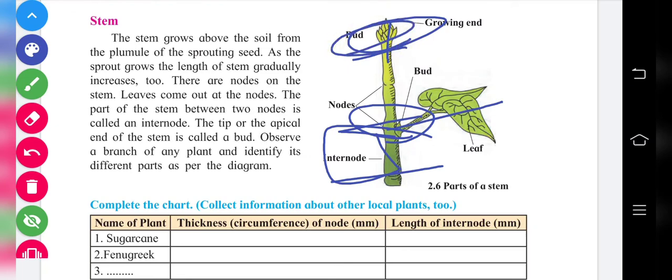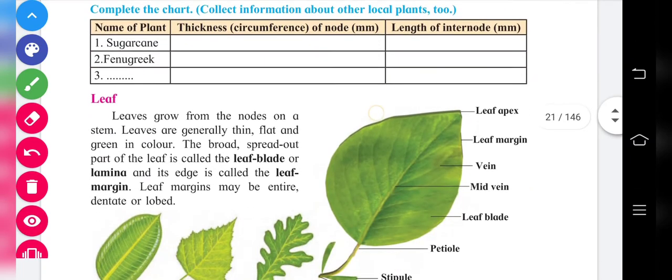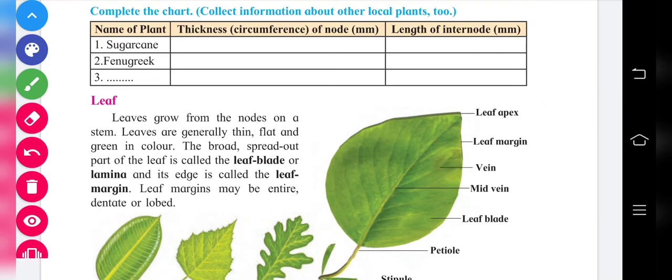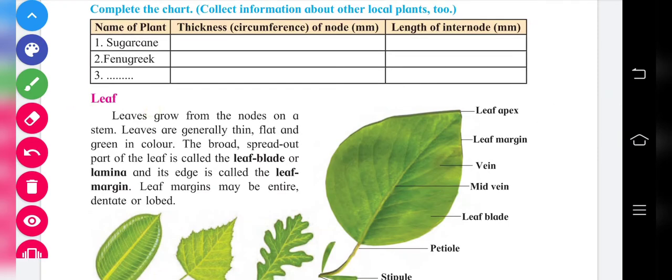After that you study in detail about the leaves. What is a leaf? Leaves arise from the nodes of a stem. You already studied that leaves come from the nodes. Generally leaves are thin, flat and green in color. You already know that they are green because of the chlorophyll pigment, which is related to the process of photosynthesis.